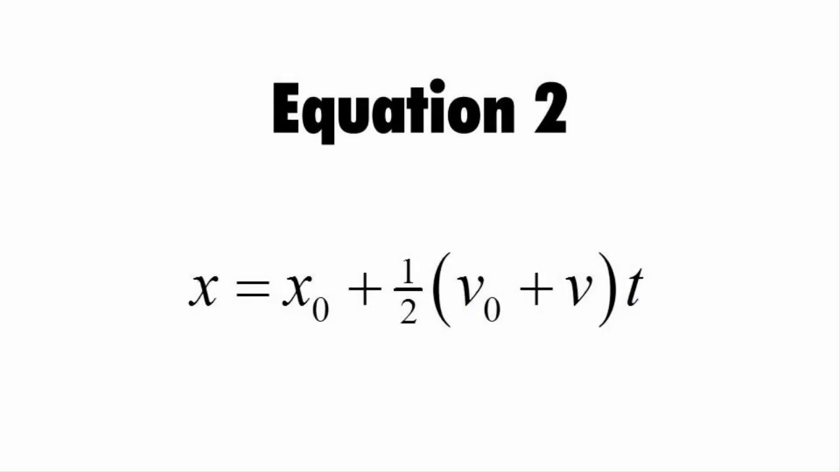Our second equation of motion defines the final position being equal to the initial position plus the product of the average velocity with time. The average velocity is the sum of the initial and final velocities divided by 2.